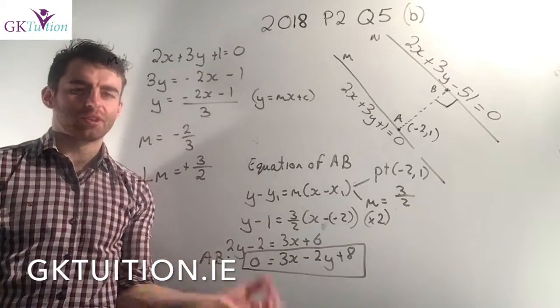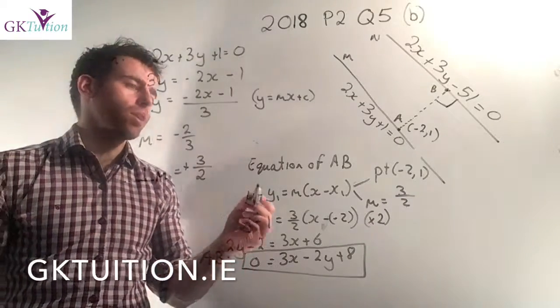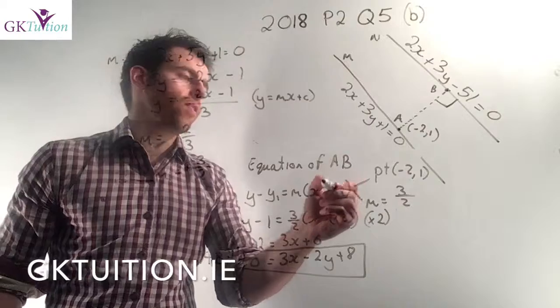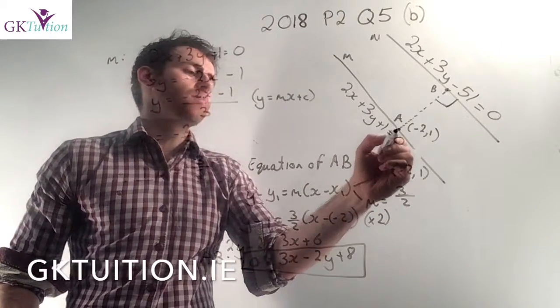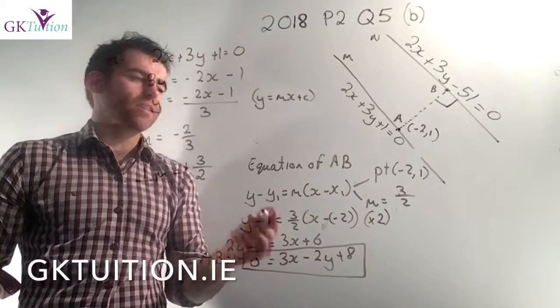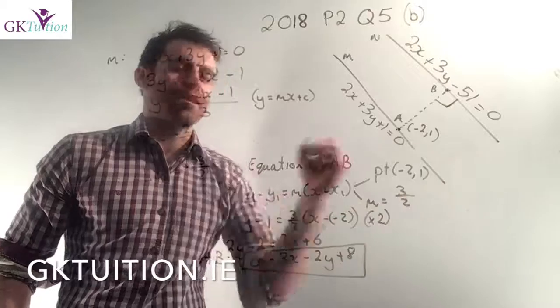All of the maths here is relatively straightforward. It's all from the Junior Cert, but it's just about figuring out what you should do. The easiest way to do this question is, first of all, to find the equation of the line AB, and then you can just do a simultaneous equation to get the point of intersection of the line AB and the line N.